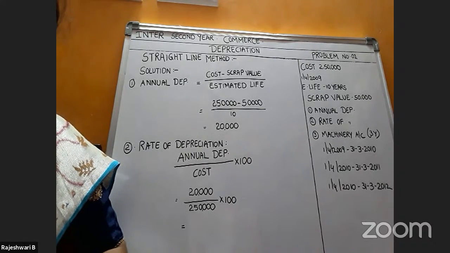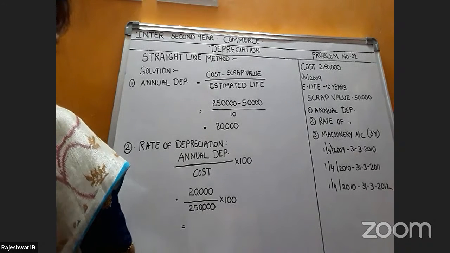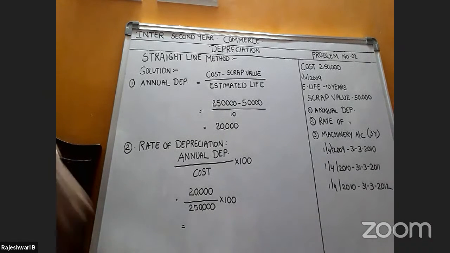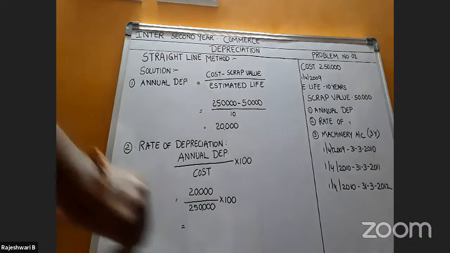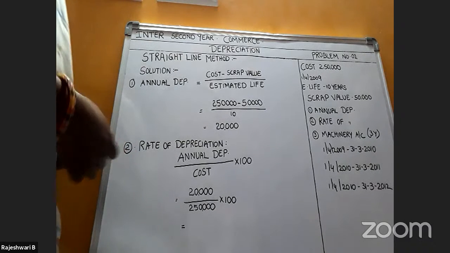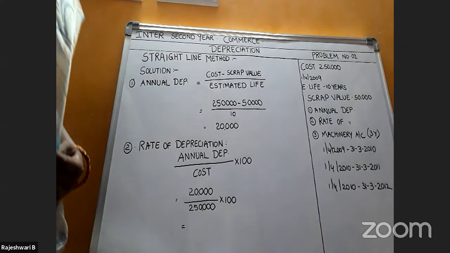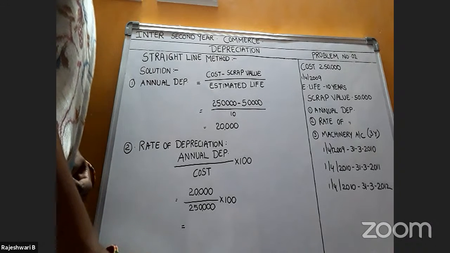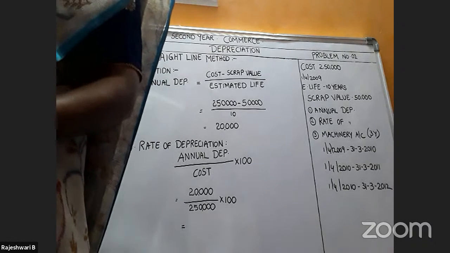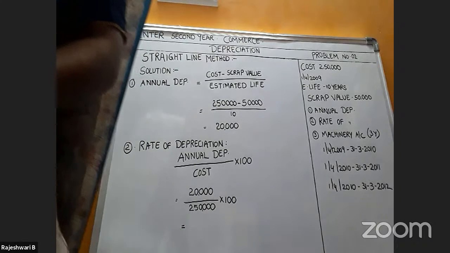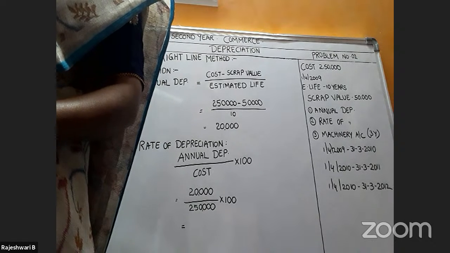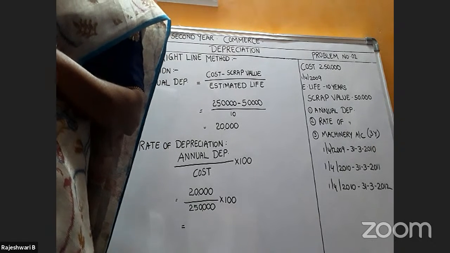Straight line method. We have to provide depreciation, annual, by the straight line method. It is also called the fixed installment method or original cost method. Here in the first problem, Sri Sai and Co. purchased a machine for 2,50,000 on 1st April 2009. They have purchased one machine.